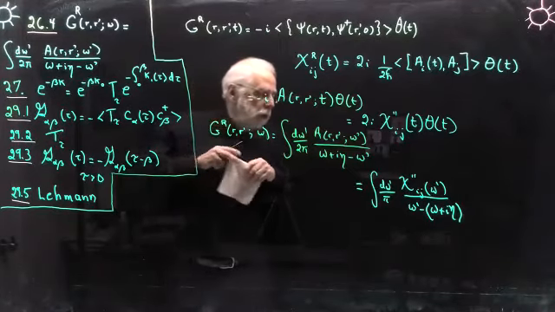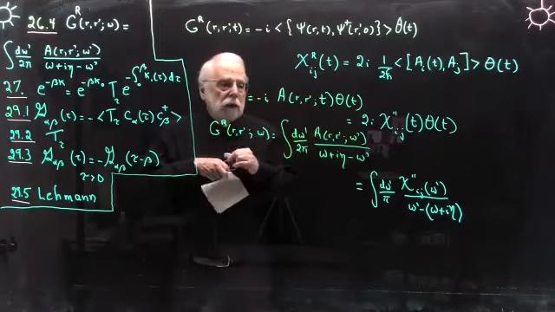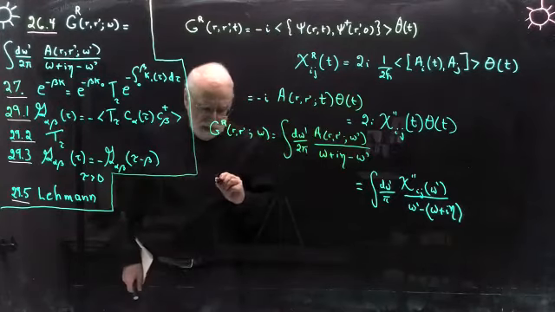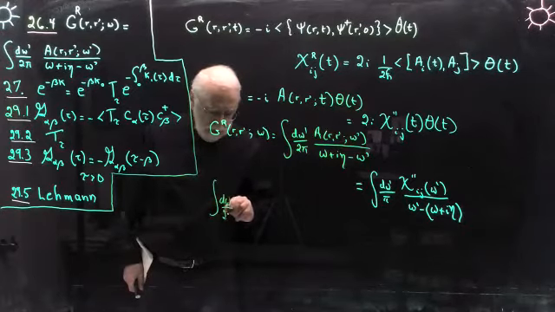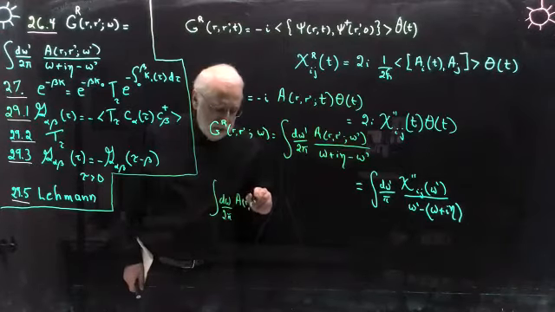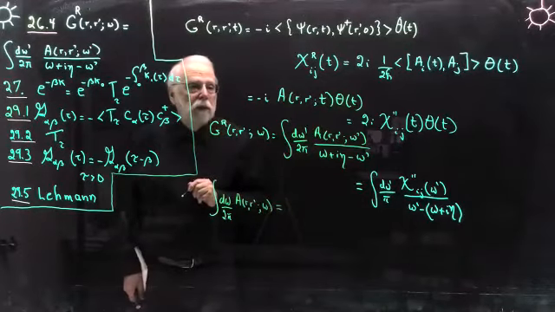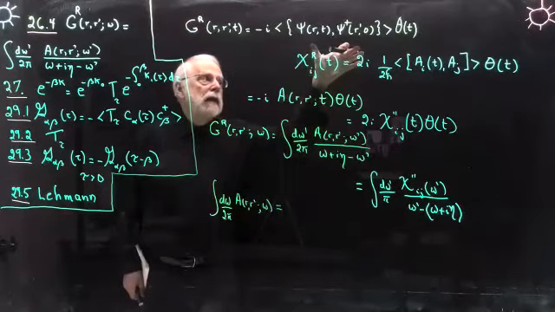Now, you remember that we had some rules, right? So we have some rules again. If you look at the integral d omega over 2 pi of A of R prime omega, what is this equal to? You see, A is this anti-commutator.